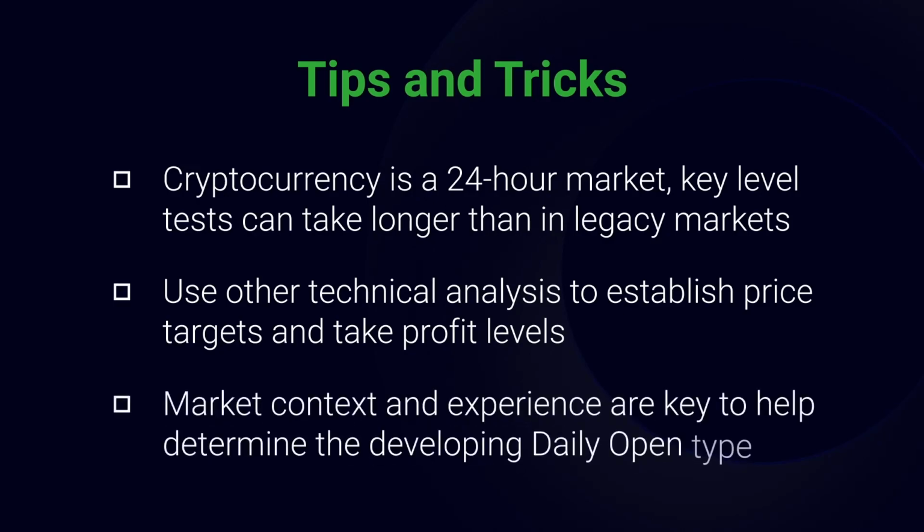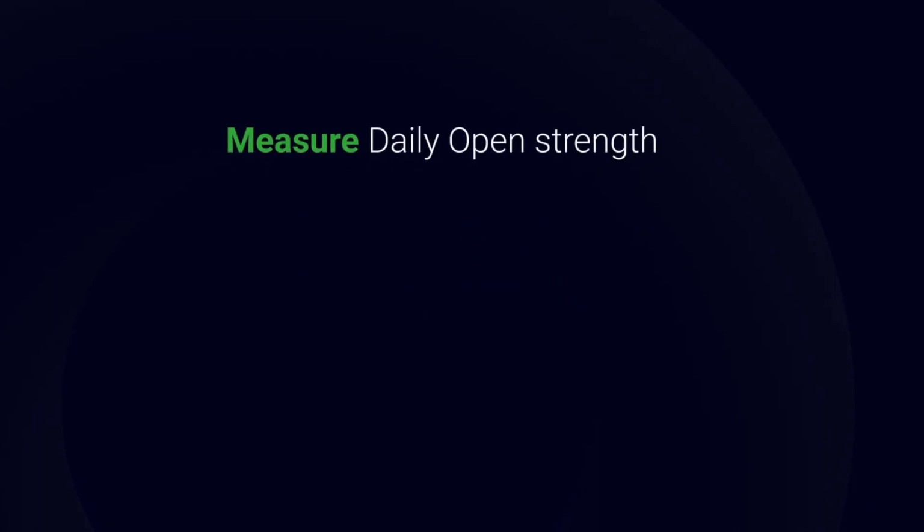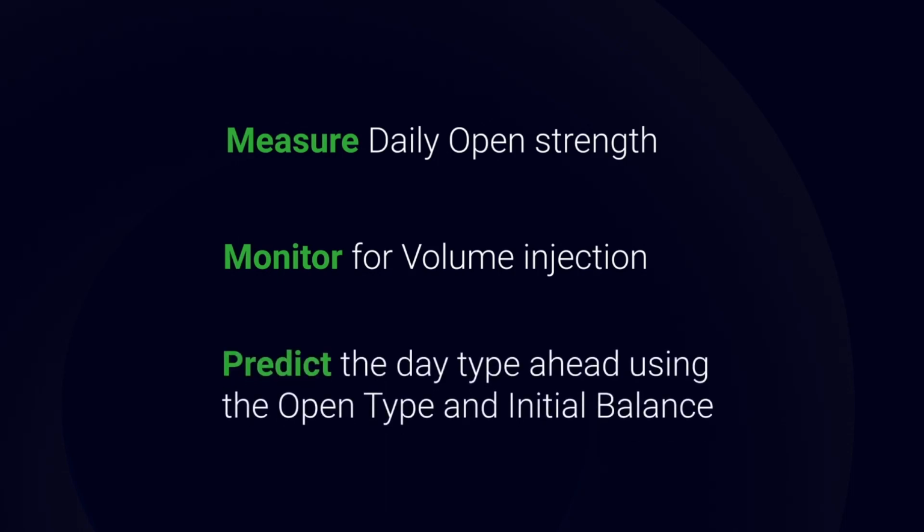Market context and experience are key to help determine the developing daily open type. Here is the take-home message for this module. Keeping in mind the three most important daily open types, measure the strength of the daily open. Check order flow to monitor for a volume injection. Then you can predict the day type ahead by using the open type and the initial balance, giving you a big advantage over the competition.